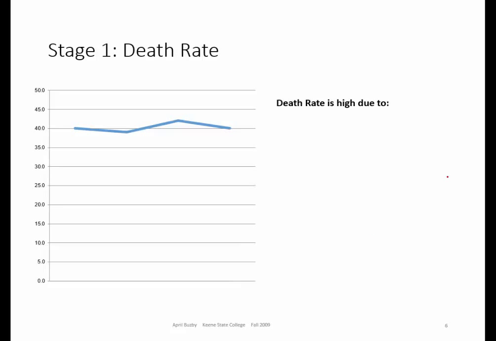Death rate. Here's another one of the arguments we have about the death rate. The death rate is high due to disease, parasites, worms, poor food, communicable diseases that knocked off a lot of young people, famine, lack of food, and lack of clean water and sanitation, which is the biggest key.